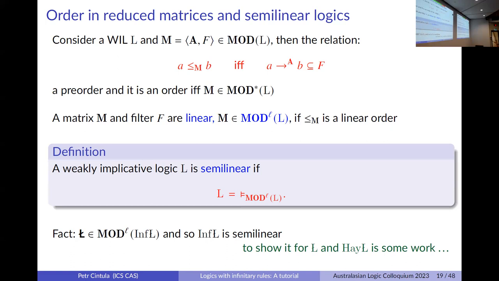Classical logic is a wonderful semilinear logic. The infinitary Łukasiewicz logic is semilinear, of course, because it's complete with respect to one particular matrix, which of course is linearly ordered. The implication works like that. In Łukasiewicz logic, in the semantics, X implies Y is one if and only if X is less or equal than Y, so always one of them is the case. The filter is being one. So this is a semilinear logic. To show the same for the finitary companion and particularly for this infinitary extension by the Hay rule is much more work. We will get to it.